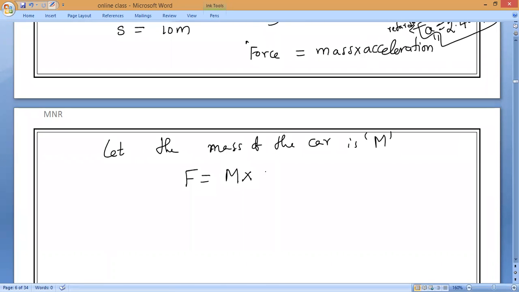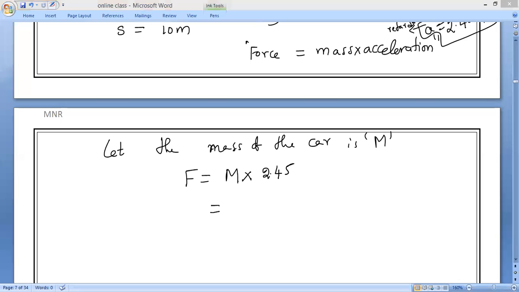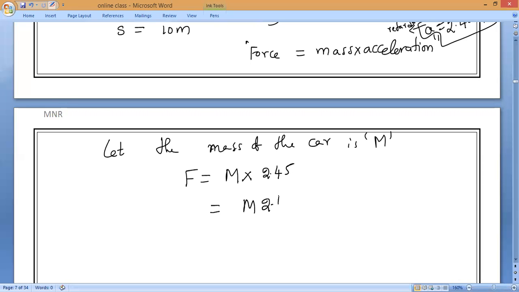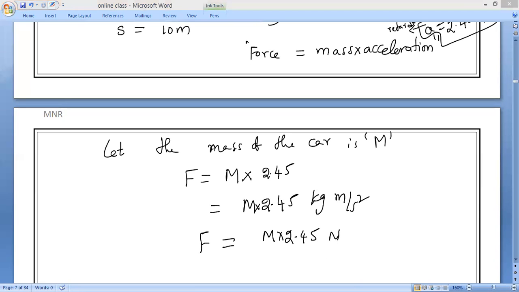So what is the force of the car? M into 2.45. So what is the total force, everybody? Total force is equal to M into 2.45 kilogram meter per second square, which is equal to M into 2.45 newtons. Is it right or wrong, everyone? Yes, sir.